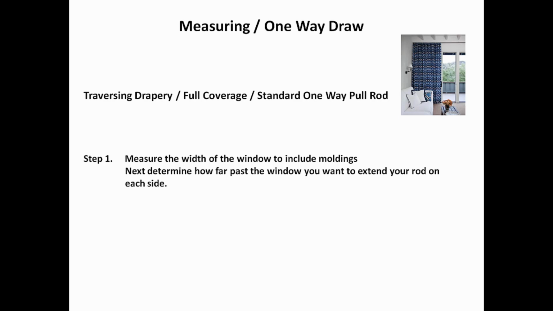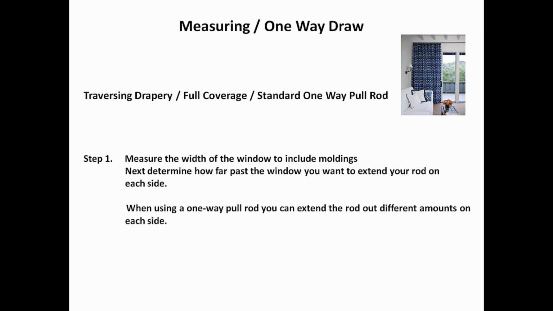Well, on a panel rod, you might want to go farther, 10 inches on one side and only 2 on the other. So one of the rules is you can do that. When using a one-way pull rod, you can extend the rod out different amounts on each side. Remember, we couldn't do it on a pair, otherwise they wouldn't meet in the center of the window. But on a one-way draw, they're only drawing one way, so it doesn't matter. So if I wanted 10 inches on the left and 2 inches on the right, I can do all that.